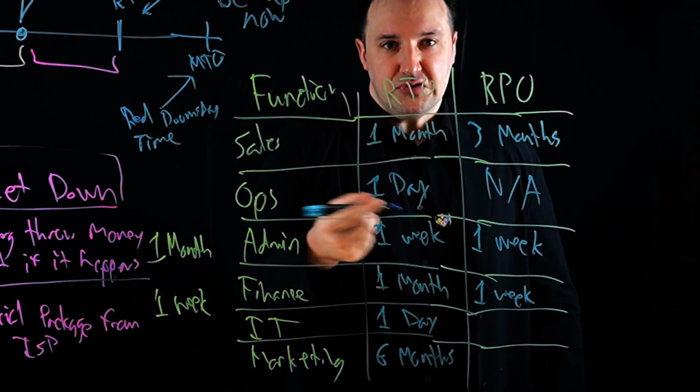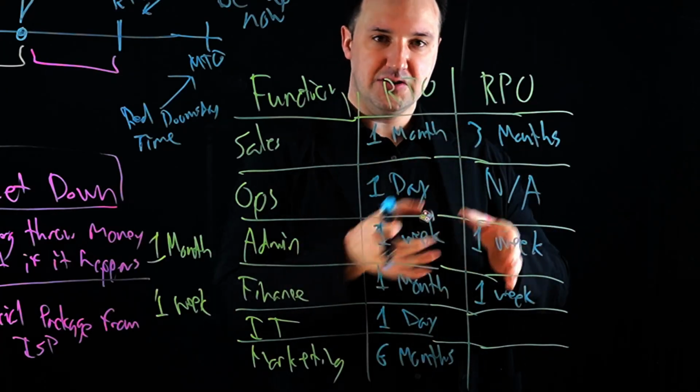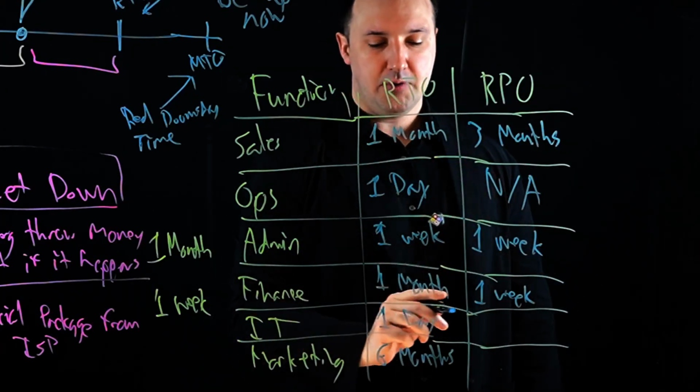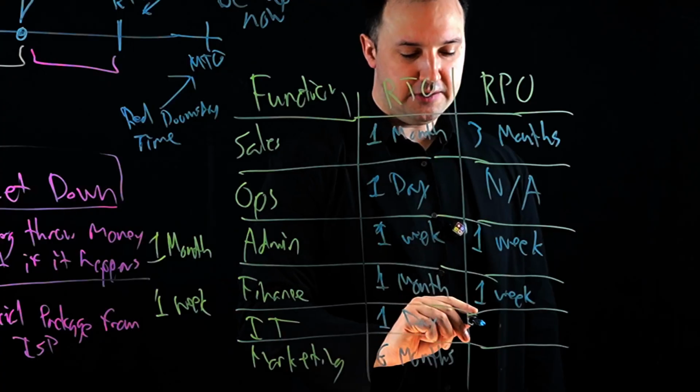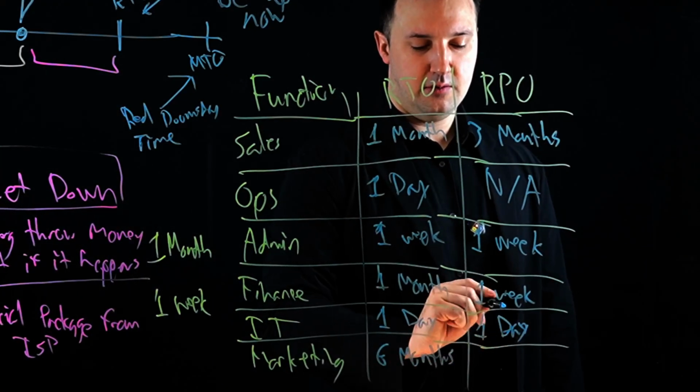So most RPOs I see for IT processes or IT functions specifically come in at between a day and a week. It's usually a day. They're usually doing daily backups. So it's usually a day.